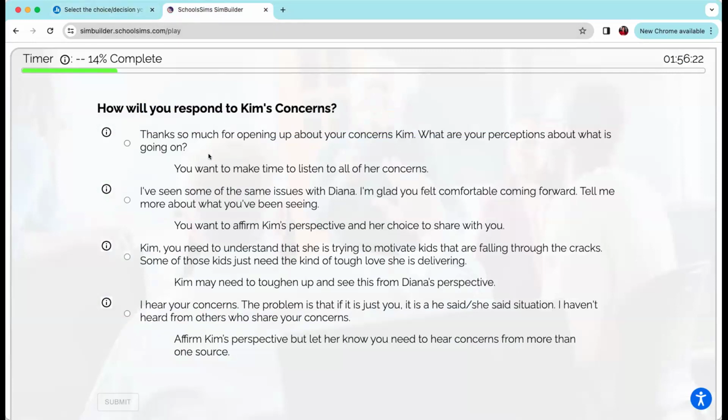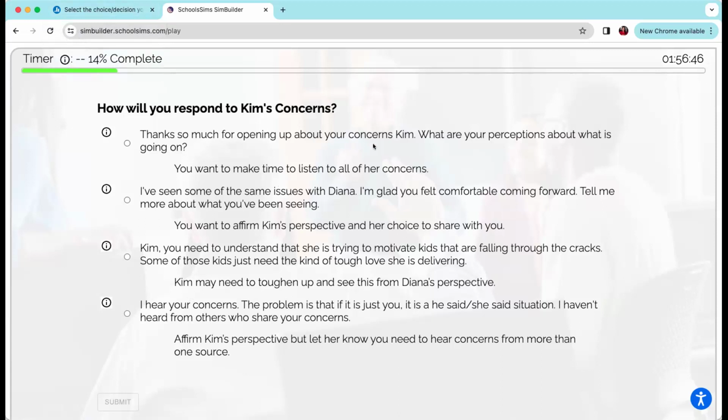So I'm going to let you read these. How will you respond to Kim's concerns? And then I want you to vote. If you have your phone handy, or obviously everybody has their computer, you can do that. But get in your mind which one you want to vote for, because I have to toggle between these two. First is your response to Kim.